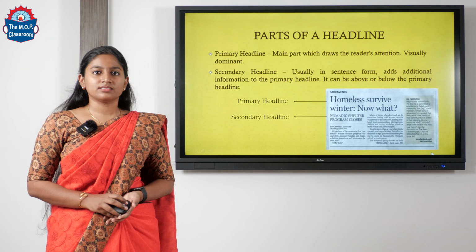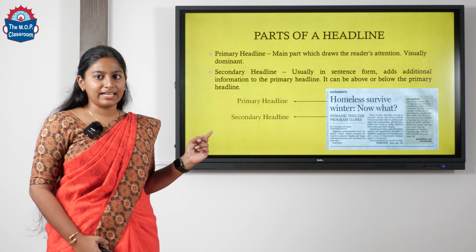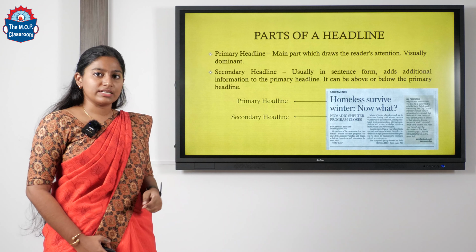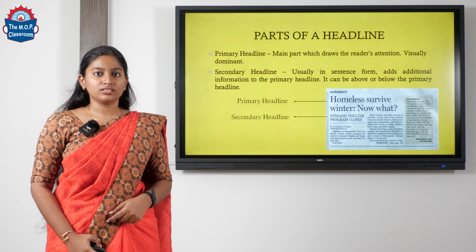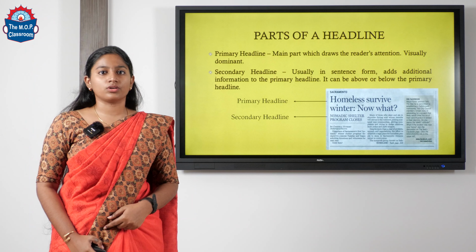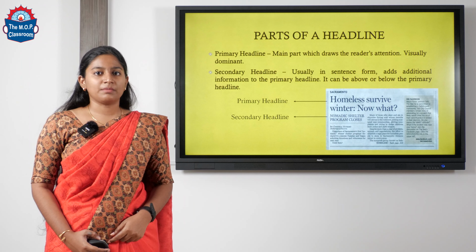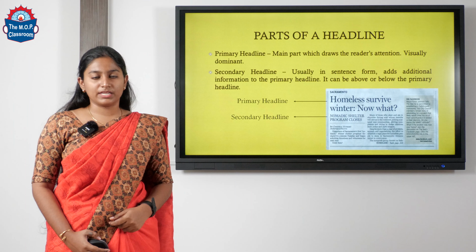The headline is comprised of 2 parts, that is the primary headline and the secondary headline. The main part which draws the reader's attention is the primary headline, and the secondary headline is usually written in 1 or 2 lines. It adds additional information to the primary headline. It can be placed either above or below the primary headline.